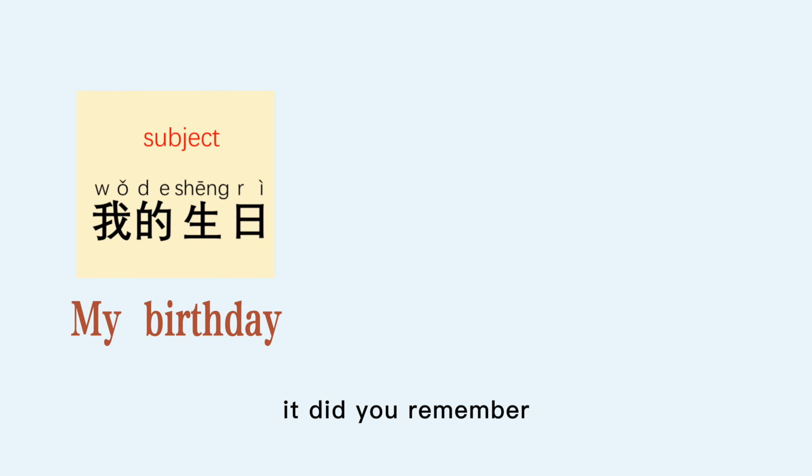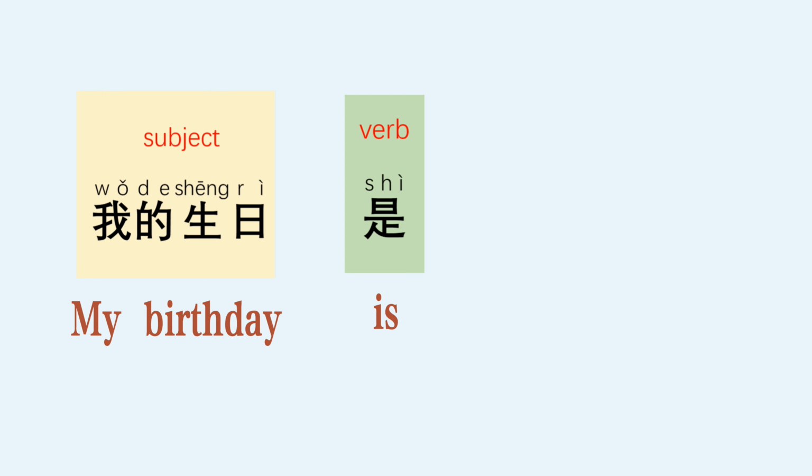Do you remember before I told you there is a really magic verb that means is, am, are, was, were? Remember? We call it 是, right? 是. So it's going to be 我的生日是. My birthday is. And then plus the day.